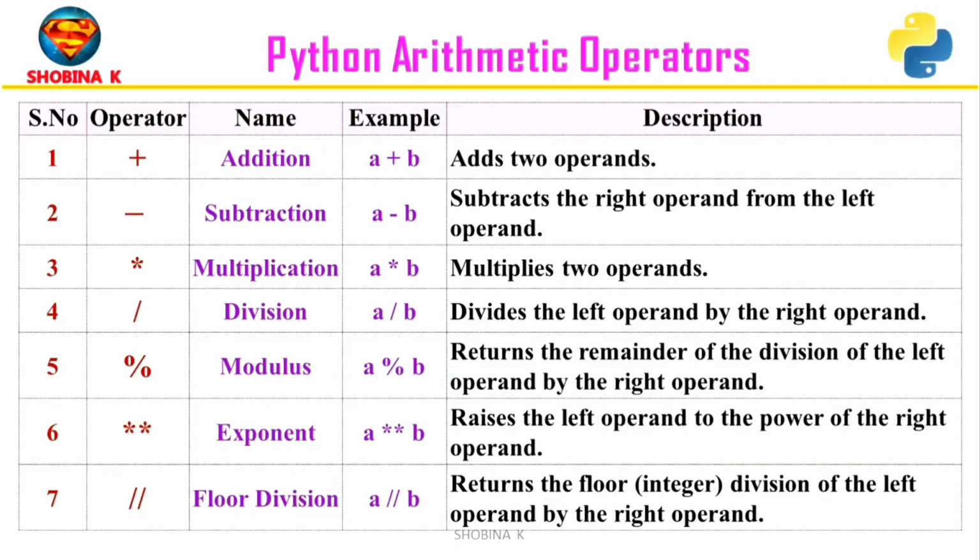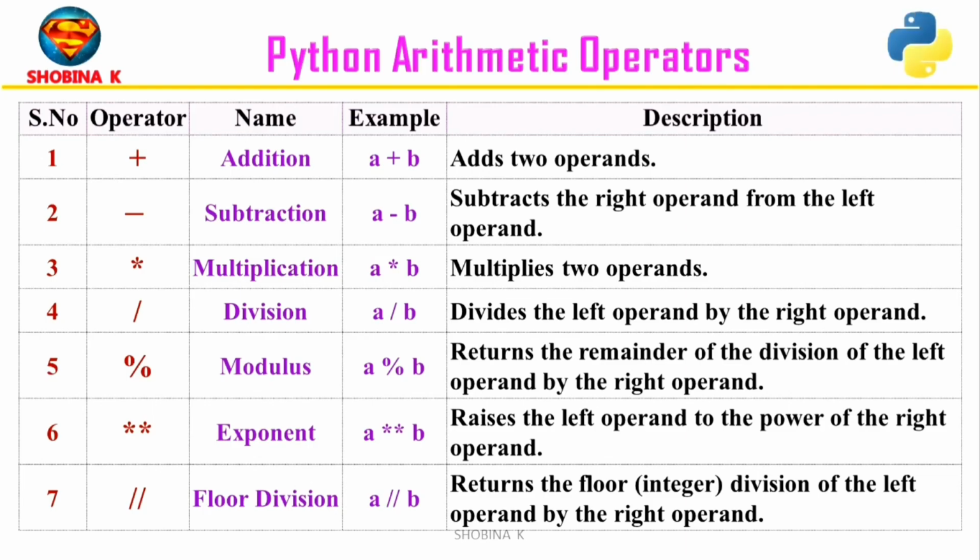First, we have addition operator. The plus symbol is used to find the sum of two values. That is, it adds two operands. Next, we have subtraction. The symbol used is minus. This operator will subtract the right operand from the left operand. Next up, we have multiplication. The symbol used is asterisk. This operator will multiply two operands. Division. The symbol is forward slash. This operator divides the left operand by the right operand. Next, modulus. We use percentage symbol. The modulus operator returns the remainder after dividing the operands.